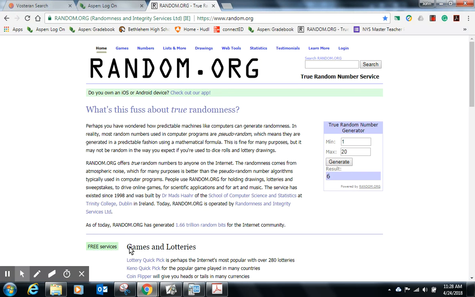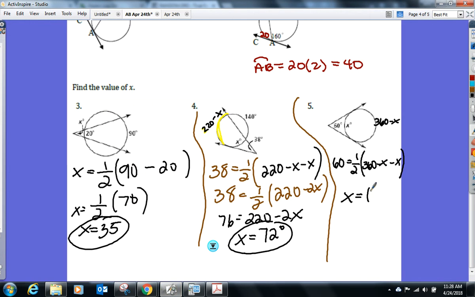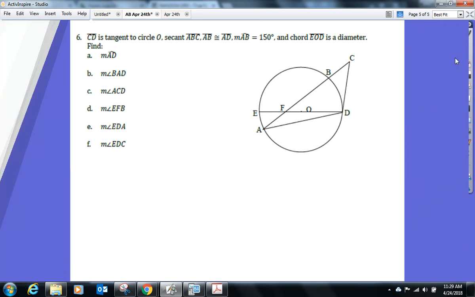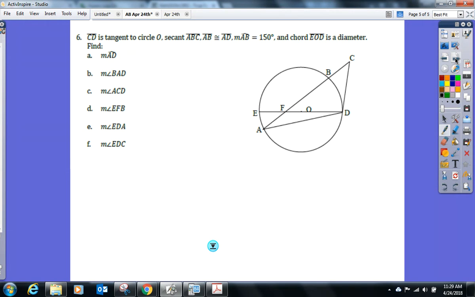And when you're ready, what would we end up for x? 120 degrees. Okay, we all right? Angles on the outside. All right, I'll let you take about a 30-second breather here before we get to a big dog one. Parts A through F. If you want to start reading it through.